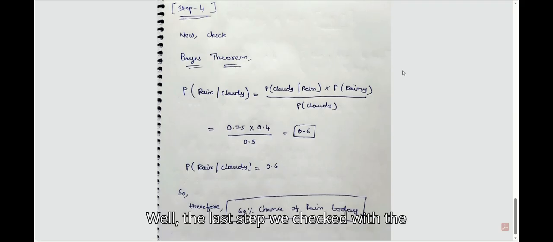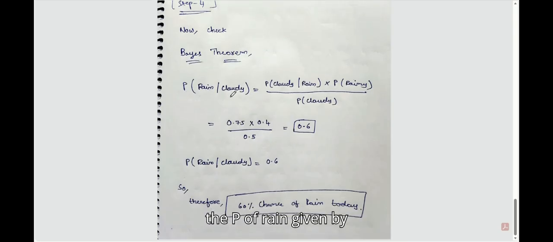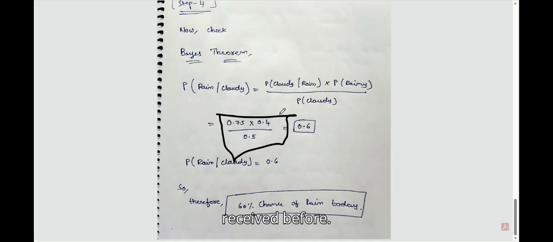Well, the last step, we check with the Bayes theorem scenario. So the P of rain given cloudy, we say that it is the P of cloudy given rain into P of rainy by P of cloudy. So we just place the values which we received before.